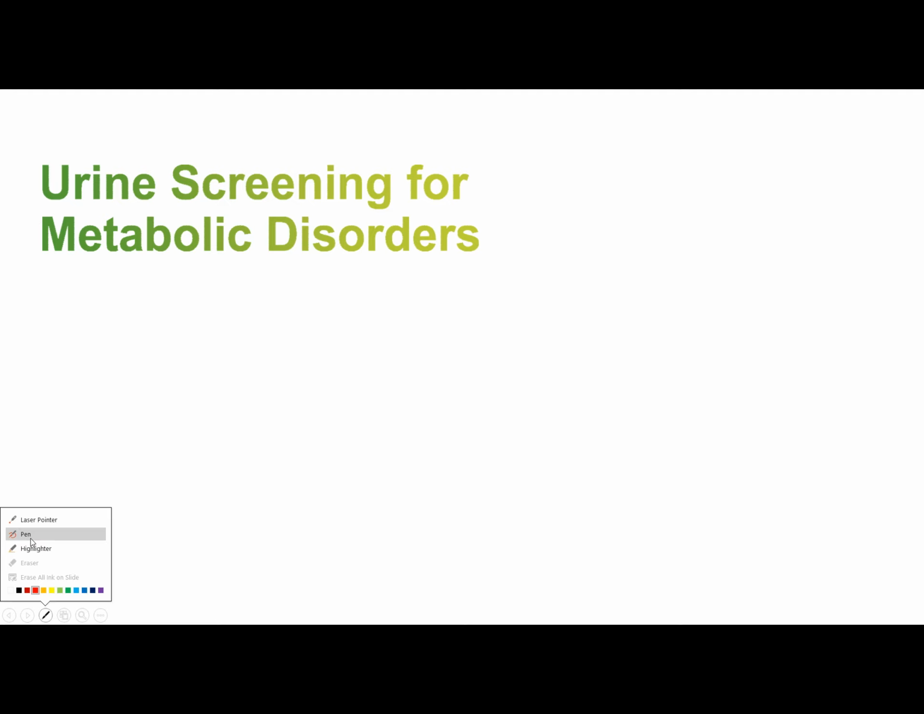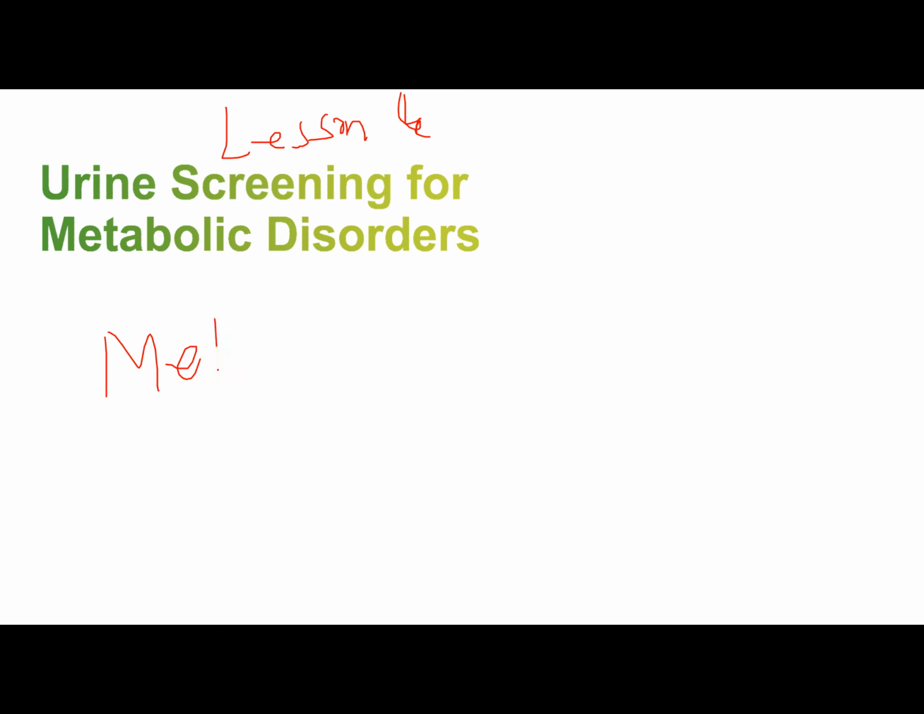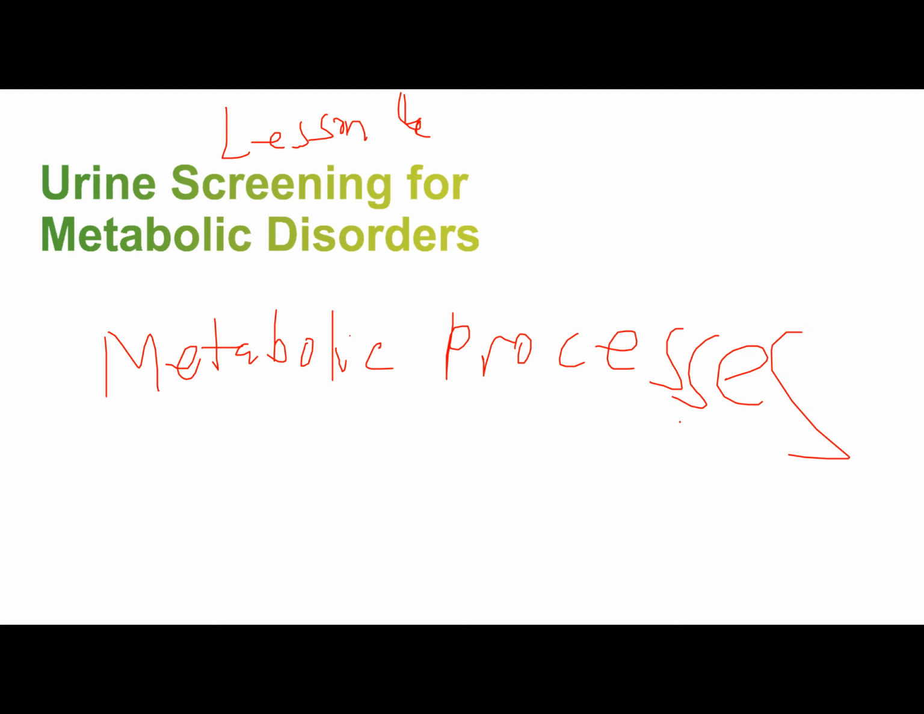Okay, so let's go to your lesson 6 class. For lesson 6, we have the urine screening for metabolic disorders. Now, whenever we talk about metabolic disorders, we're talking here about the metabolic processes wherein the urinary system is technically involved.